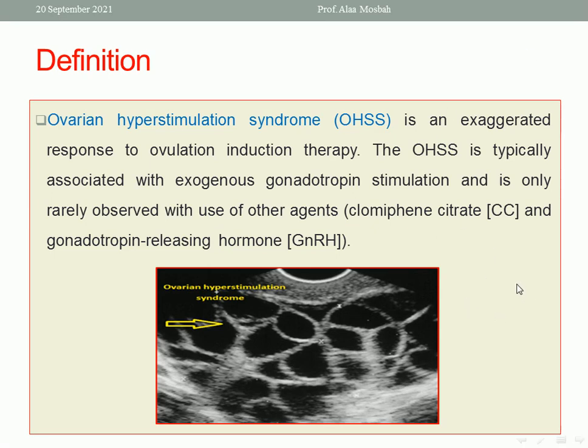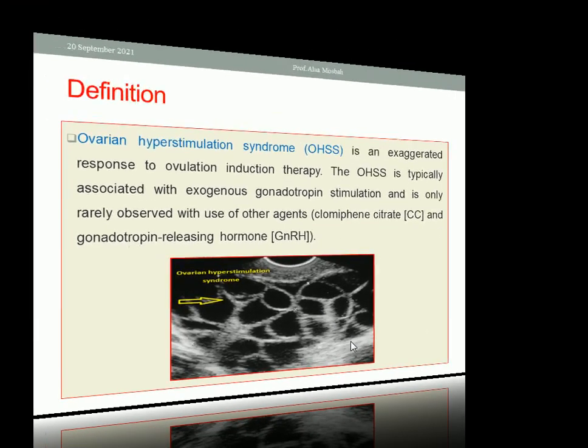Ovarian hyperstimulation syndrome is typically associated with exogenous gonadotropin stimulation and is only rarely observed with use of other agents like oral clomiphene citrate or gonadotropin releasing hormone. This picture shows you a TVS case with ovarian hyperstimulation syndrome. As you see, multiple follicles appear in the picture.